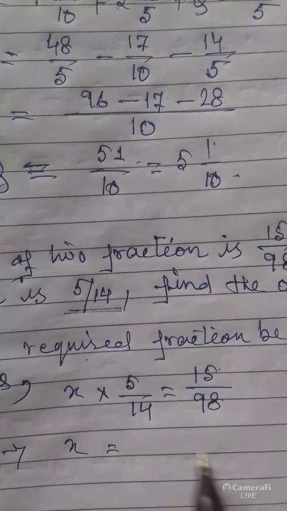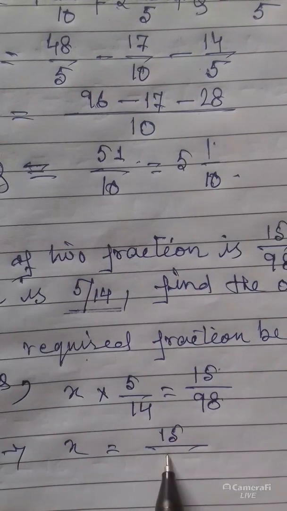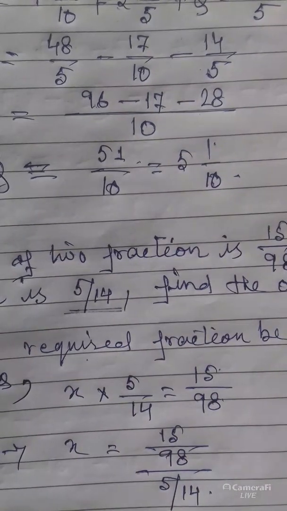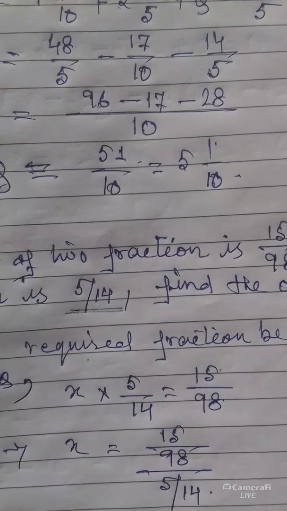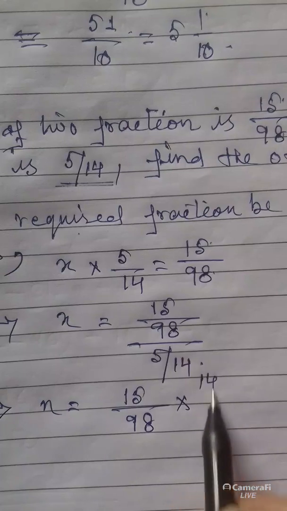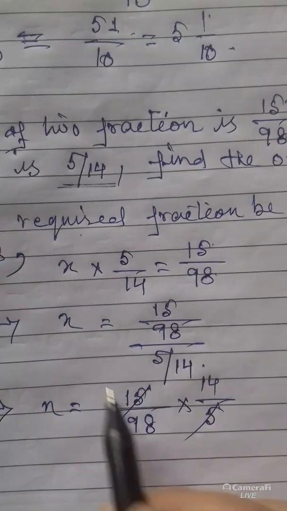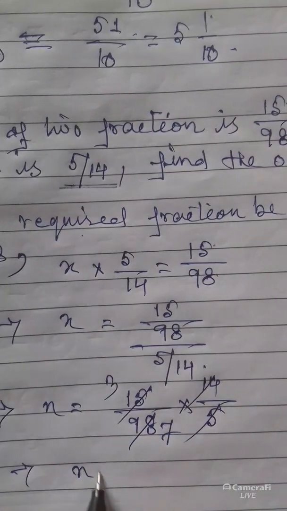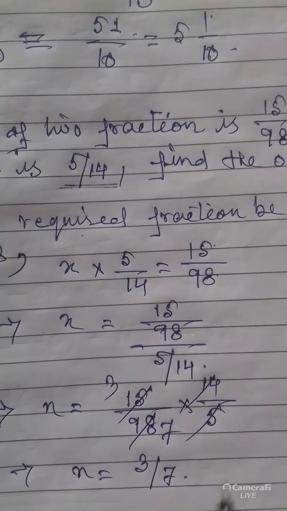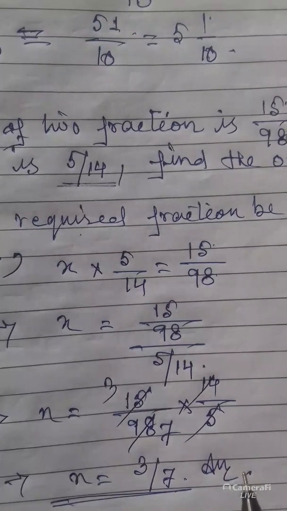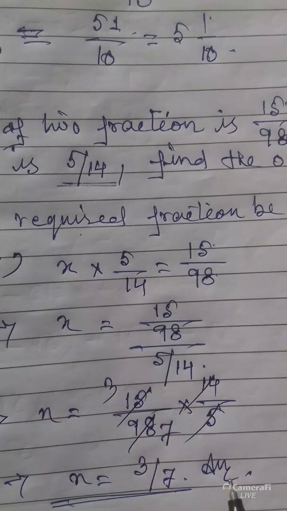Now x equal to 15 by 98 into 14 by 5. 5 3 ja 15, 14 7 ja 98. So x equal to 3 by 7. This is the answer. The other fraction is 3 by 7.